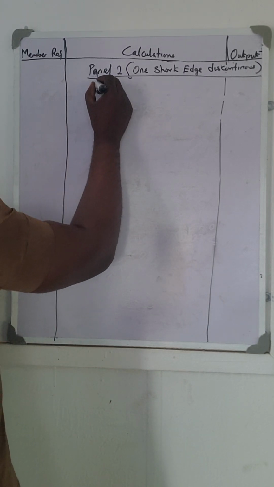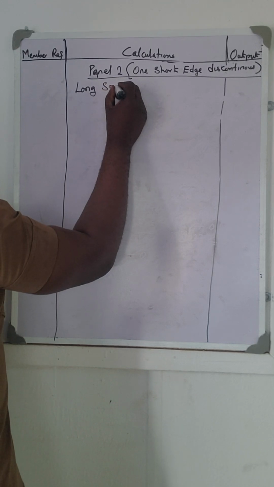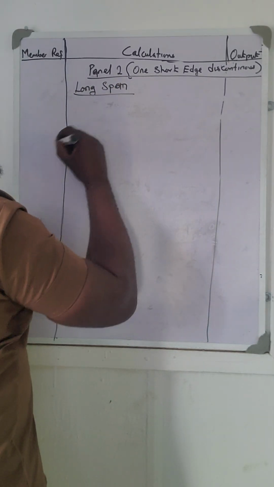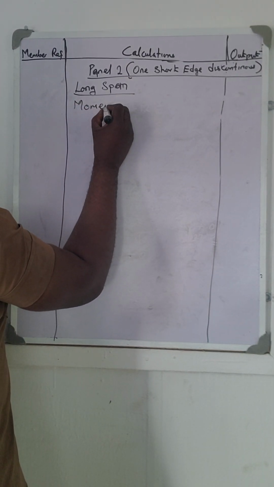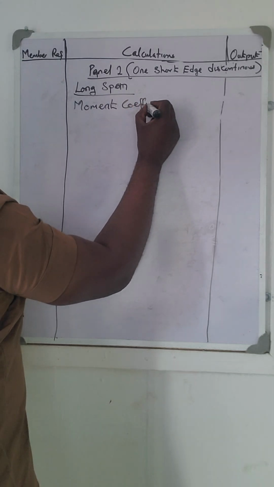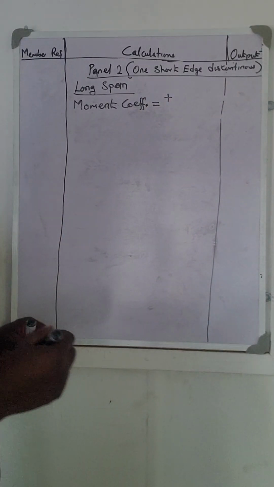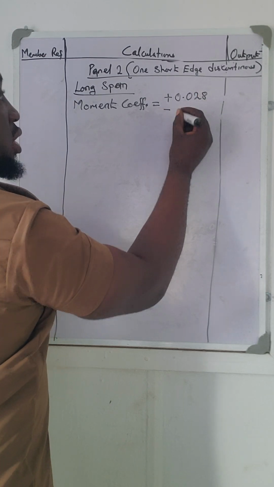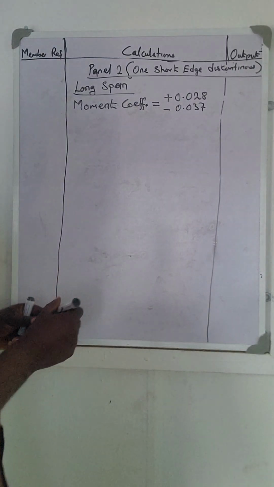The moment coefficient, well, this is long span because we have done the short span. This is long span, right? So what is our moment coefficient? Positive moment coefficient is 0.028. Negative moment coefficient is 0.037. Okay.